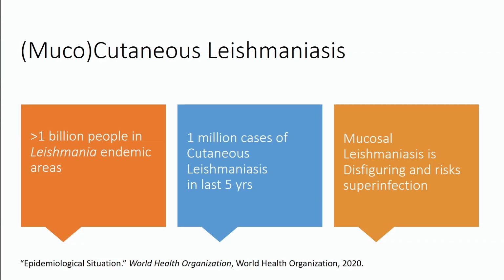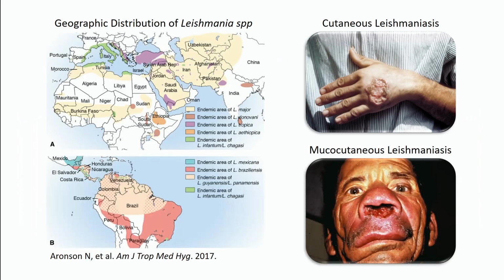disease. Mucocutaneous Leishmaniasis is usually thought of as part of a spectrum. There are about 1 billion people who live in endemic areas. There have been about 1 million cases over the last 5 years. And mucosal Leishmaniasis can not only be disfiguring, but places patients at risk for superinfection. And so on the right, we see a classic cutaneous Leishmaniasis lesion, which can either progress or present without a cutaneous lesion into some of these erosive, highly destructive lesions, which are, if nothing else, disfiguring.